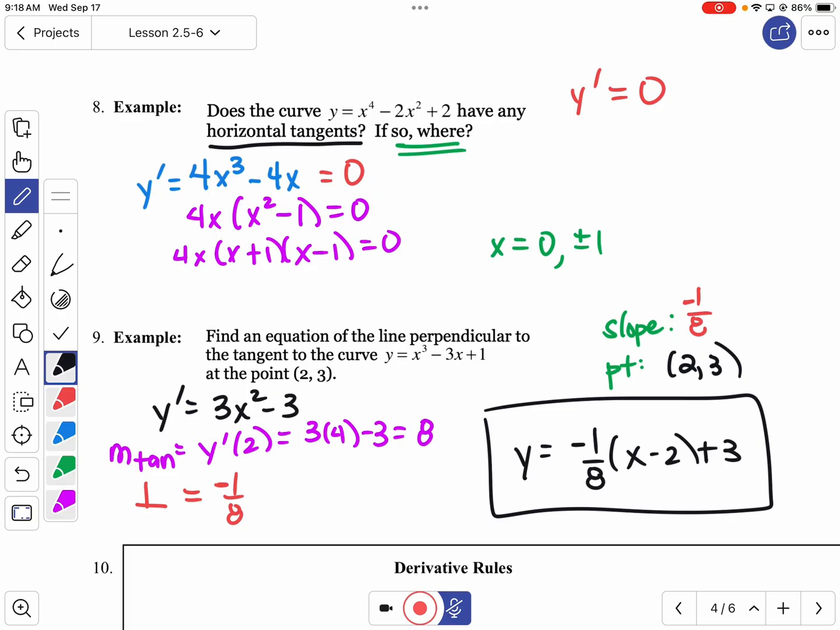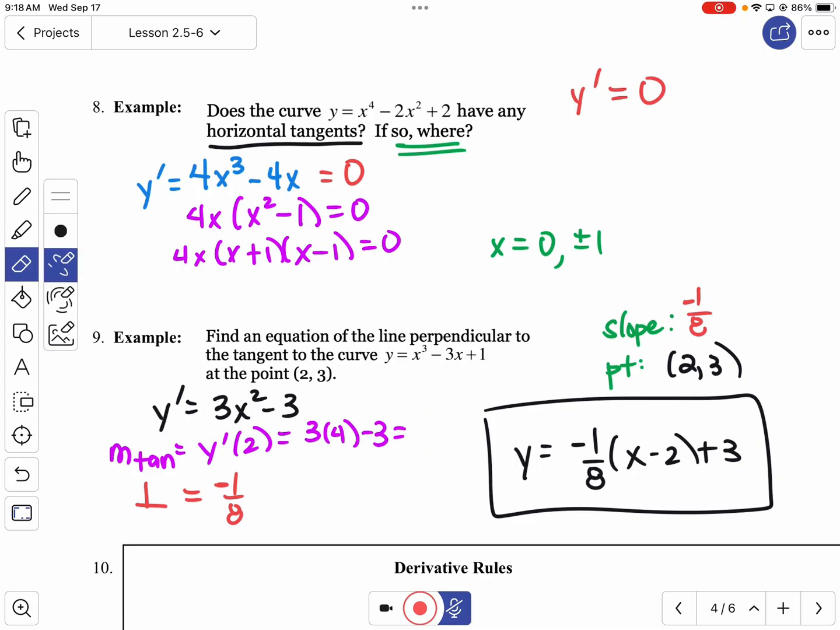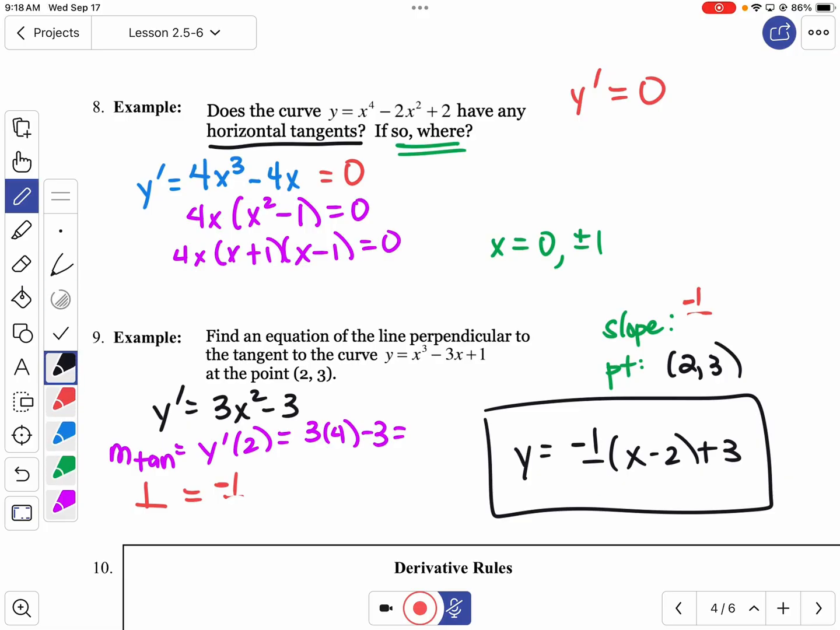Yes, sir. 12 minus 3, it's 9. God bless. I'm glad y'all love me enough to not persecute me. Negative 1/9. Luckily, it's an easy fix. Thanks, Jace. Those are the mistakes I make. I make arithmetic mistakes. You weren't even going to check it, right?